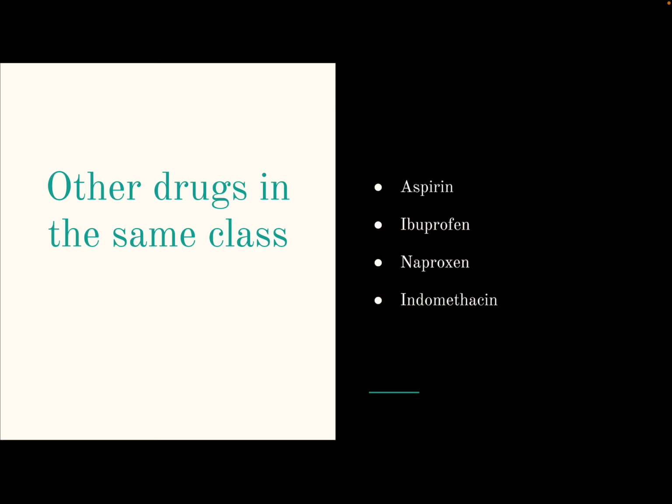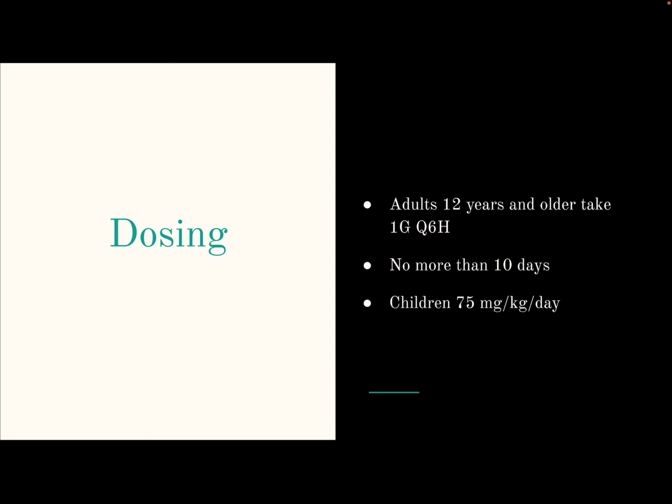Okay, so some other drugs that are in the same class or are used for similar purposes as acetaminophen include aspirin, ibuprofen, naproxen, and indomethacin. So as far as the dosing, adults 12 years and older should take 1,000 milligrams every 6 hours while symptoms last, or no more than 10 days. The doses in children should be carefully considered and is recommended to be kept less than 75 milligrams per kilogram per day.